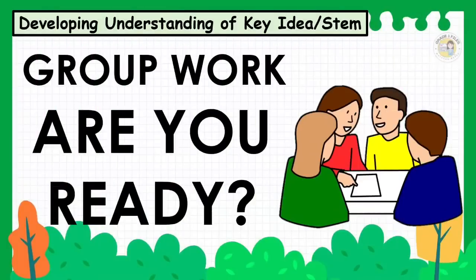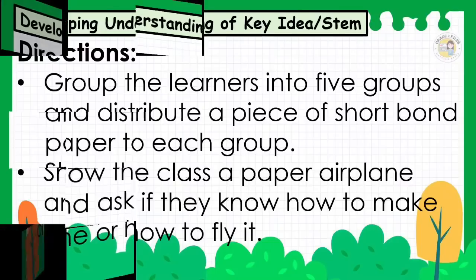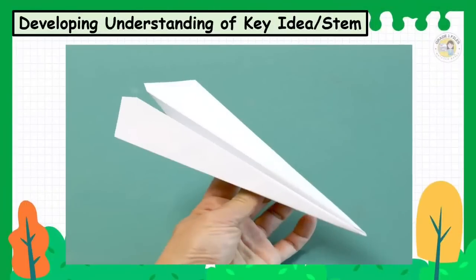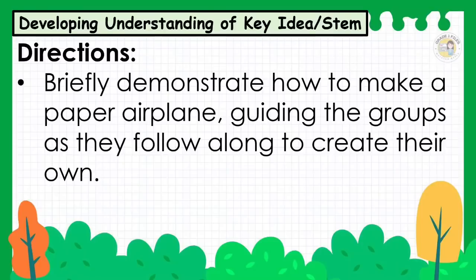Now let's have a group work. Are you ready? Group the learners into 5 groups and distribute a piece of short bond paper to each group. Show the class a paper airplane and ask if they know how to make one or how to fly it. Briefly demonstrate how to make a paper airplane, guiding the groups as they follow along to create their own.